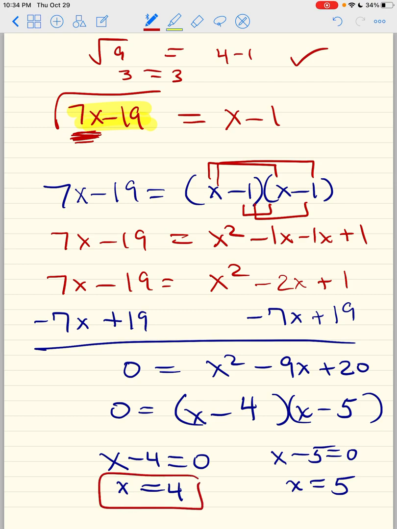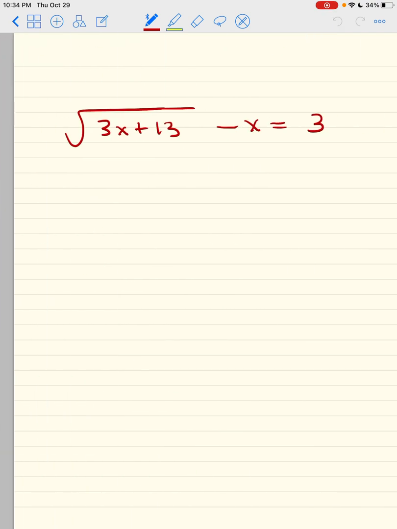Now let's try 5. 7 times 5 is 35. 35 minus 19 is 16. The square root of 16 is 4. When you put a 5 in here, 5 minus 1 is 4. So actually they both work. Okay, so that's how we do these types of problems, but you gotta check your answer.